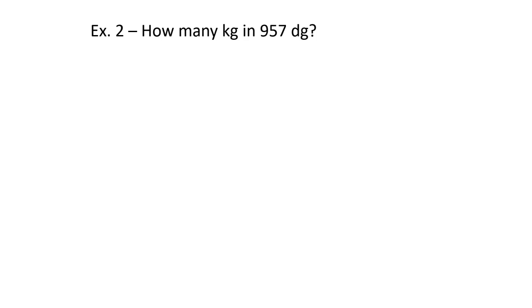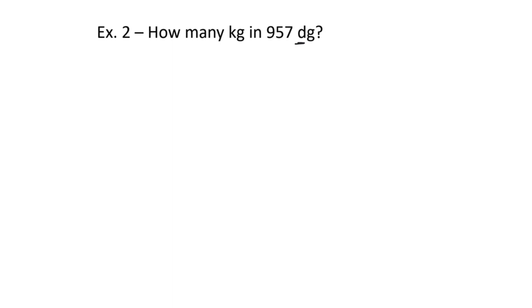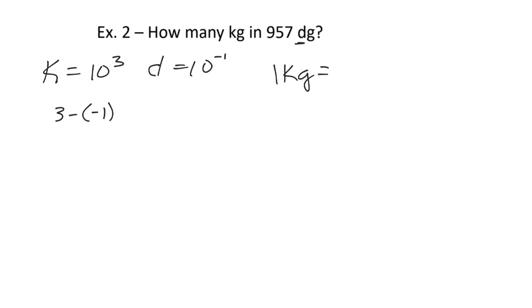Okay, for this one, we're going to turn how many kilograms are in 957 decigrams. Not deca, but deci. So really be careful with your prefixes. This one is the D. So your K is 10 to the 3. Your deci is 10 to the minus 1. So the K is bigger. So 1 kilogram equals, now 3 minus a minus 1, which is 4. 10 to the 4th decigrams. So now we're going to start out with 957 decigrams.